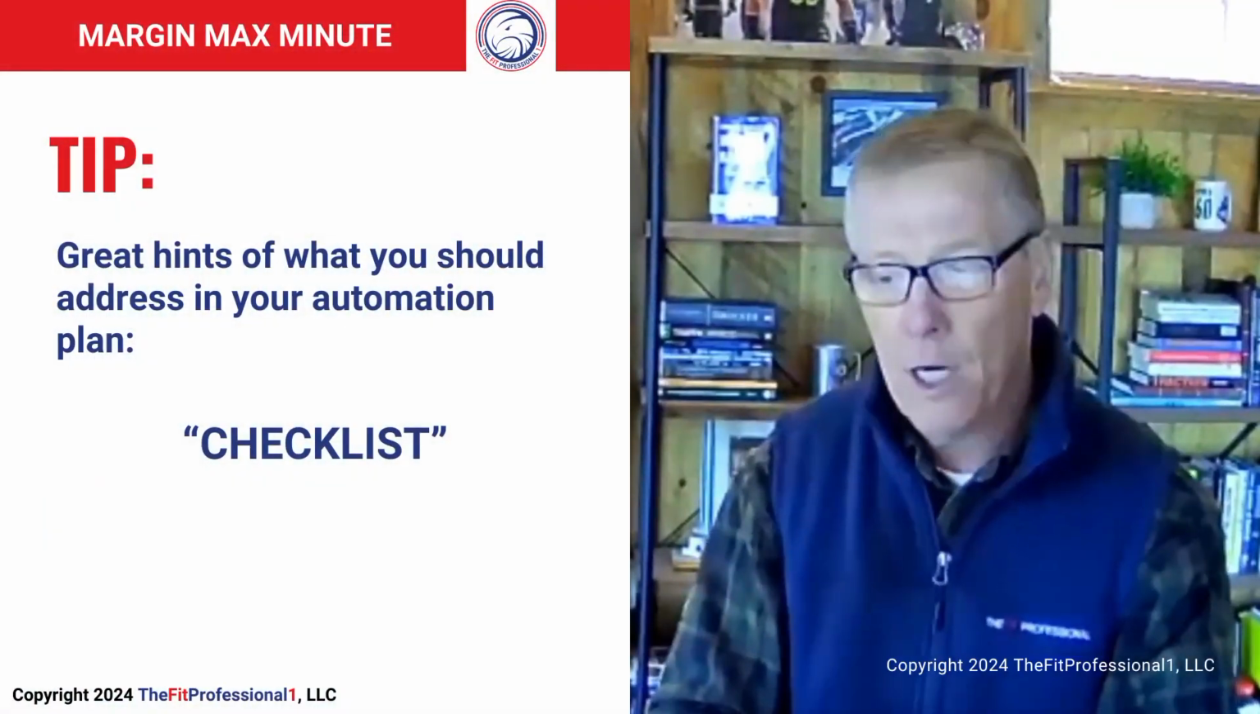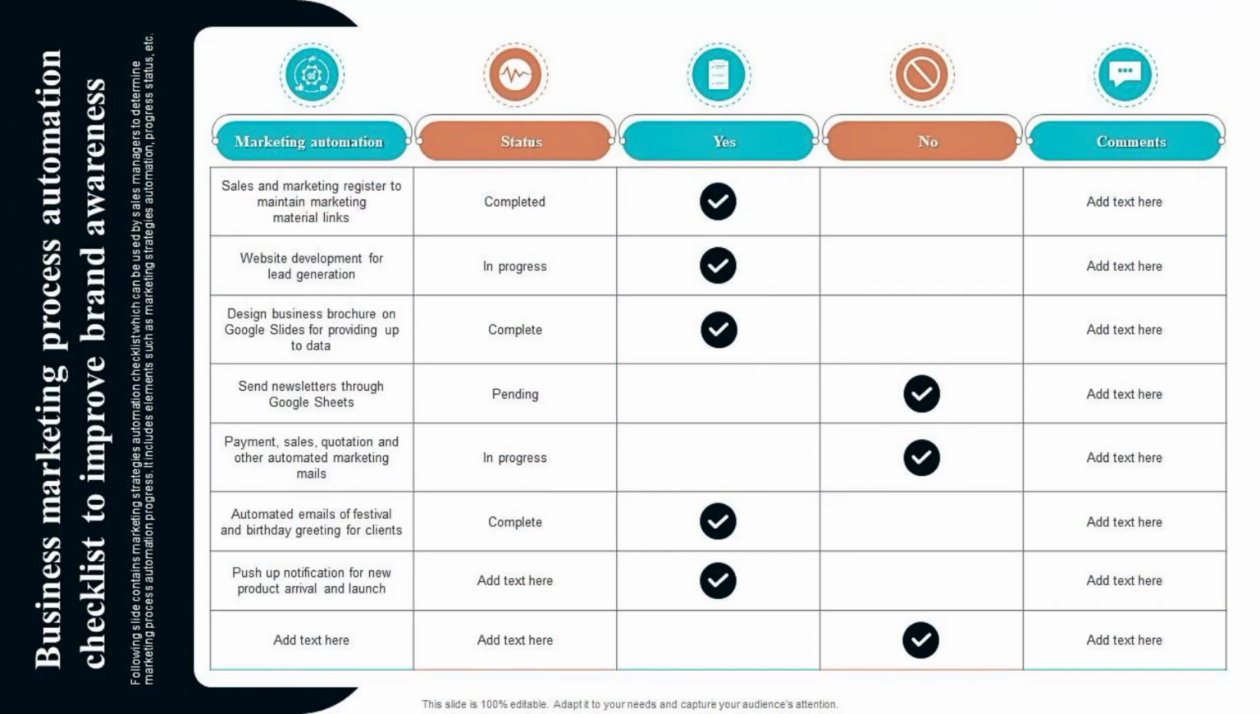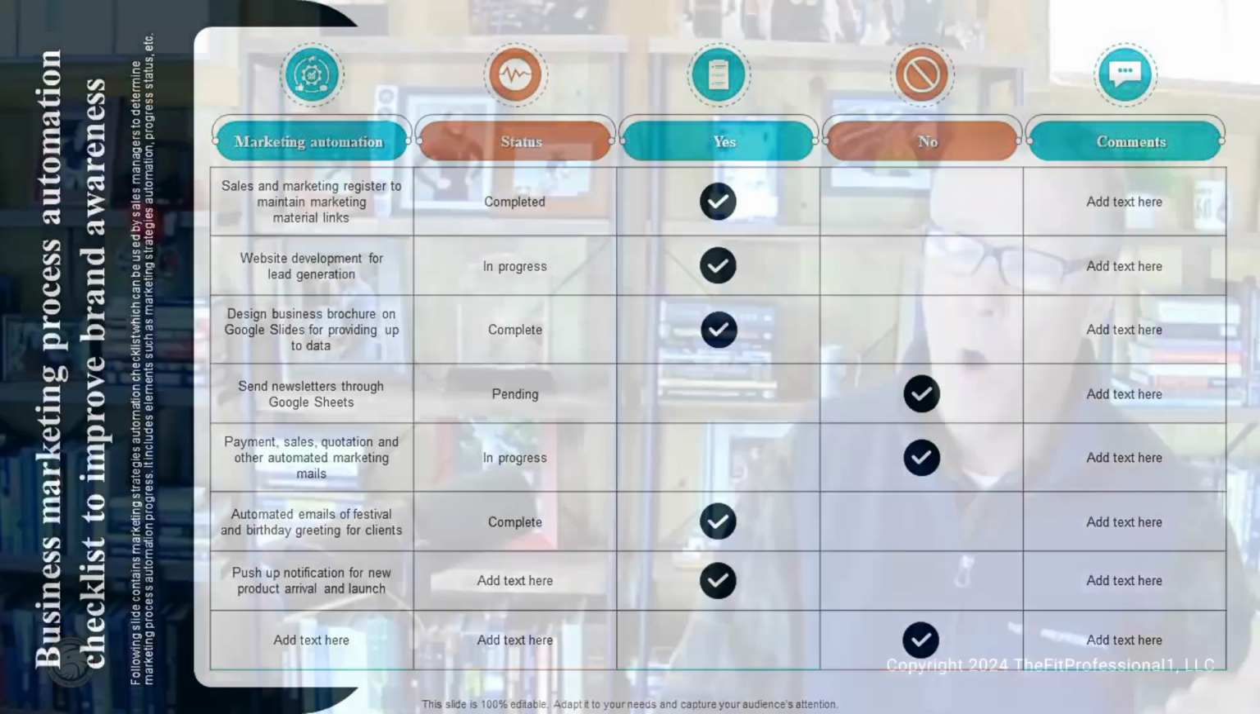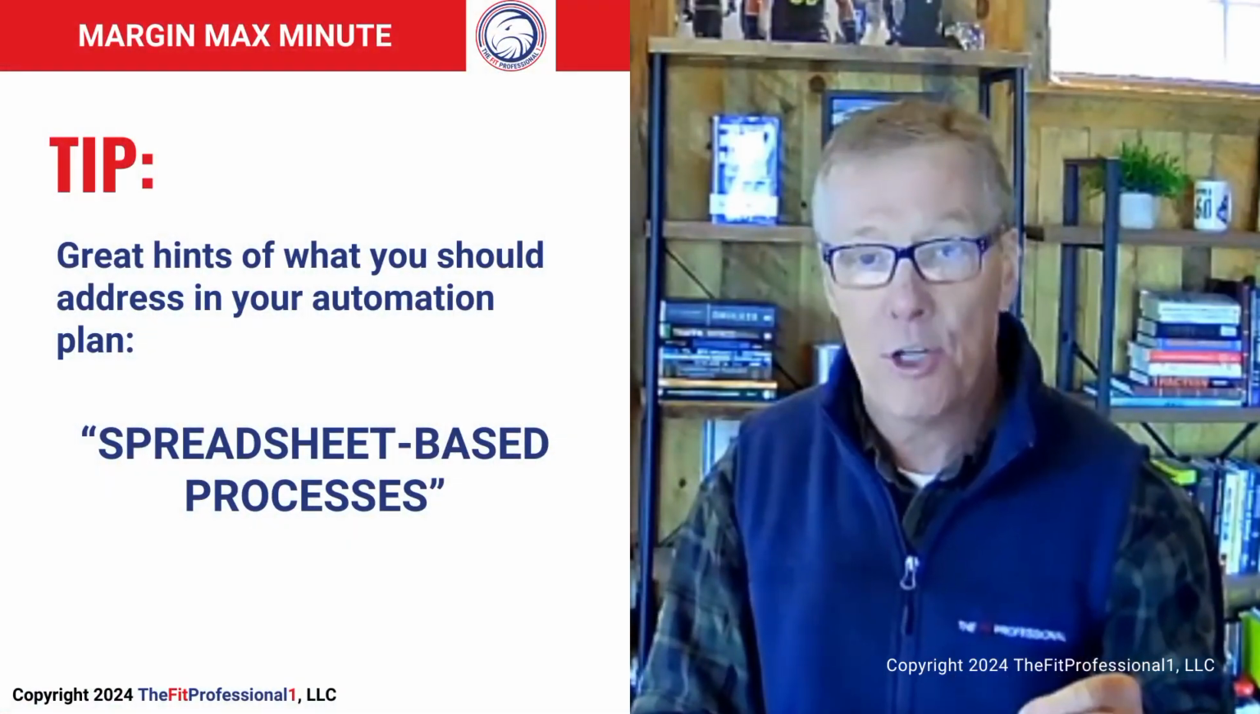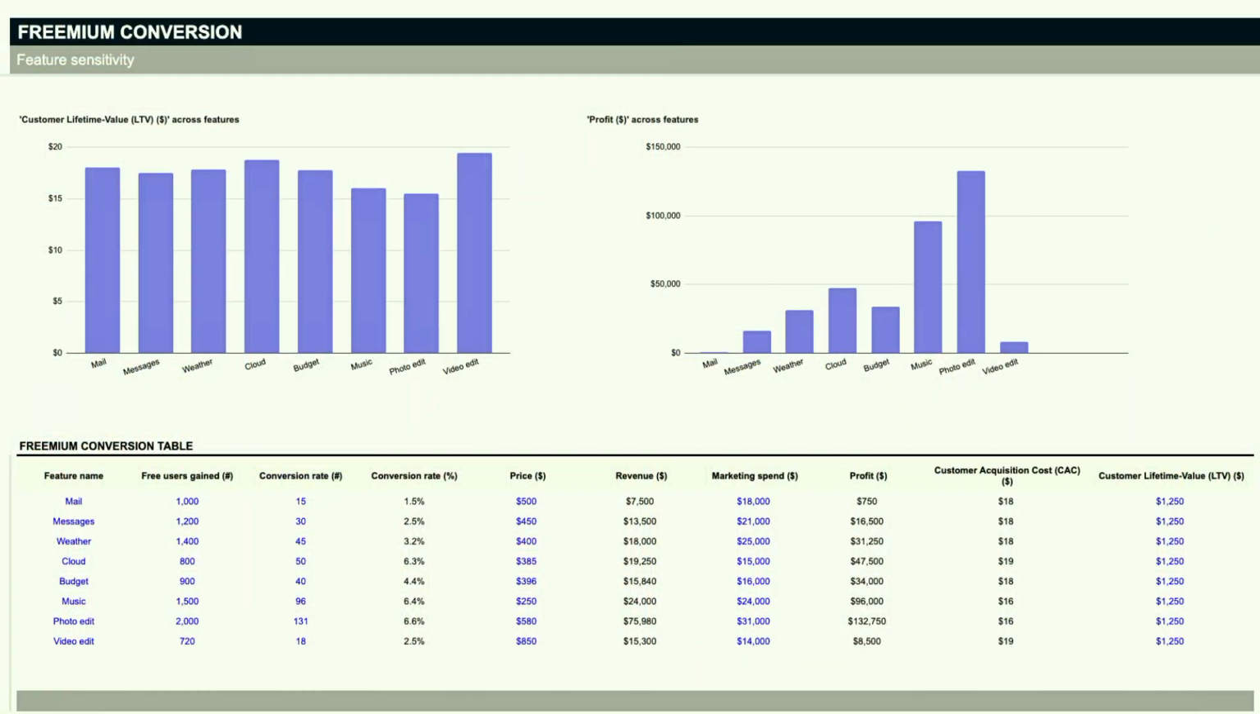I want to end with some straight up areas that are great hints of what you should address in your automation plan. Let's start with a simple checklist. If your company or your process or you have an employee that is using checklists, these are typical great places that indicate, again, repetitive type tasks or checklists that need to be watched. This is a great place to consider automation. Another one is spreadsheet-based processes. These are also great places. I know at my company, I have several spreadsheet-based processes where we're really looking forward to some automation help to get the efficiencies we need to move forward into the future.